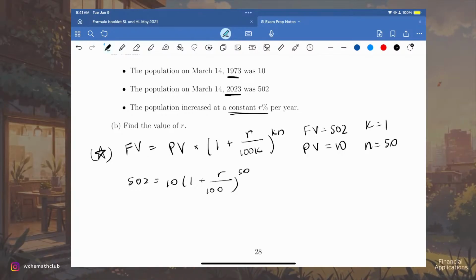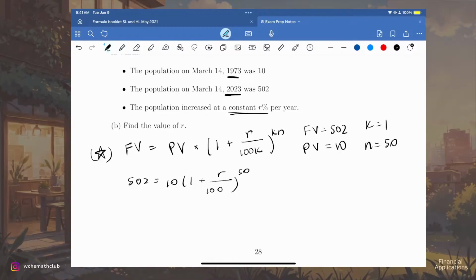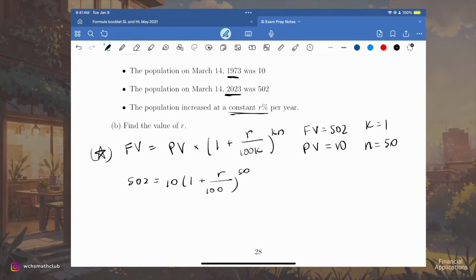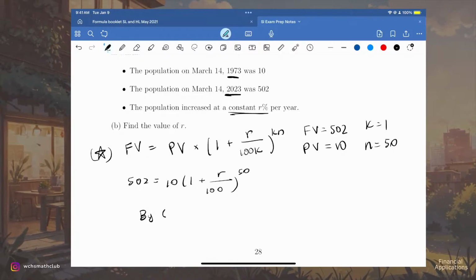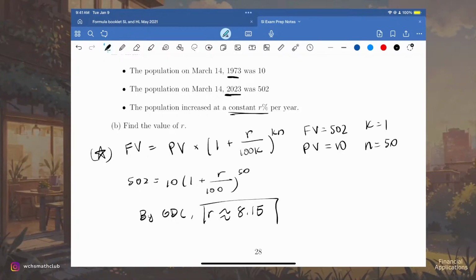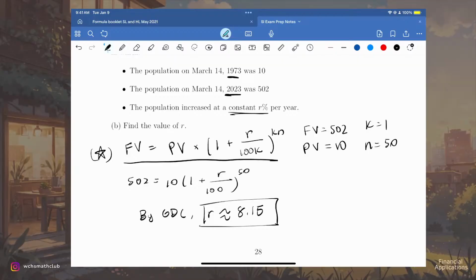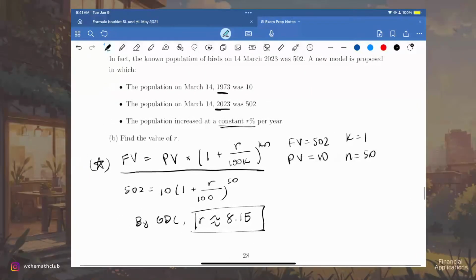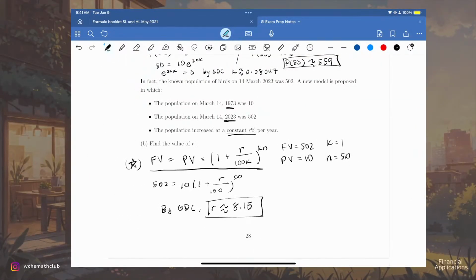And by doing this, we can solve for r, which will be your constant rate of change per year. If you just plug this into your graphing display calculator, you can solve it so that r is just equal to 8.15, which should be your answer for this question. And even though this equation isn't explicitly talked about, it's just a good one to keep in mind to solve this kind of question, especially if you know there's a constant rate of change for a year.